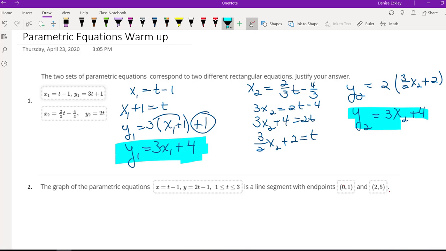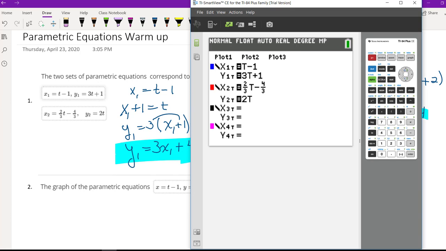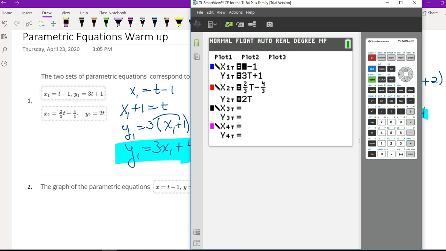One way you can do it is also to graph both sets of parametric equations and look at the graph. Now I'm going to go back and forth through this video and use the 84 and the Inspire. So let me do this one first with the 84. So you go ahead, you put your calculator in parametric mode, and then you go under y equals and you put in your x1, your y1, your x2, your y2, and you graph.